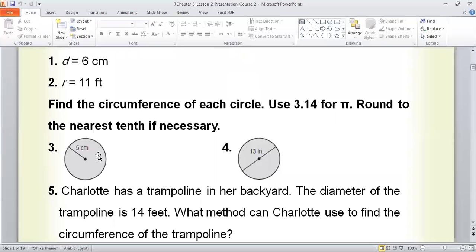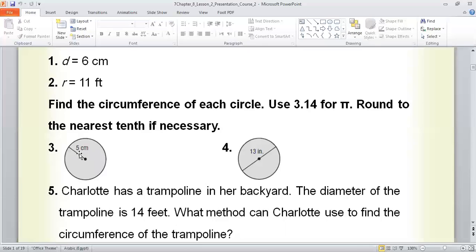10 centimeters? No, no, my friend. If I need the diameter, I multiply by 2. If I have 5 here, I will multiply it by 2. But if I need the circumference, look with me. Write with me the rule: 2 times pi times r.